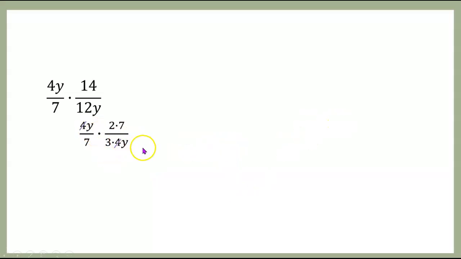So we can cancel those 4's. And we can cancel the y's. There's a y on top and a y on the bottom. And do you see what else we can cancel? There is a 7 on top and a 7 on the bottom. So we can cancel those. And now what's left? Now we have just a 2 left on top over a 3 on the bottom. So in lowest terms, the answer is 2 over 3, 2/3.